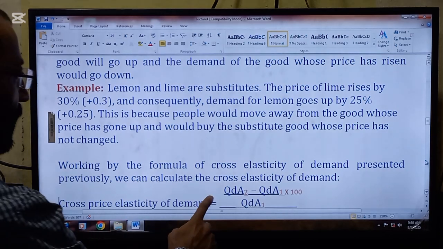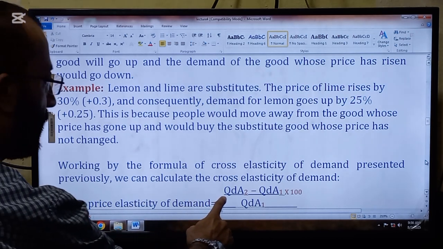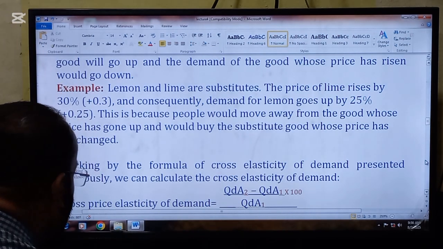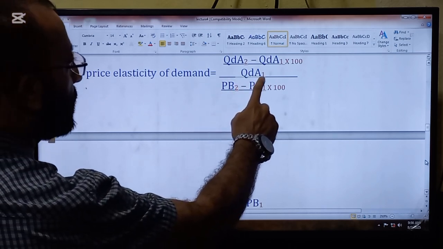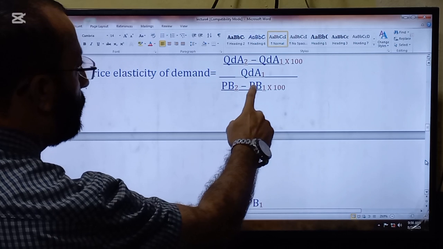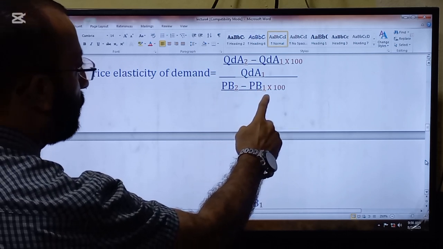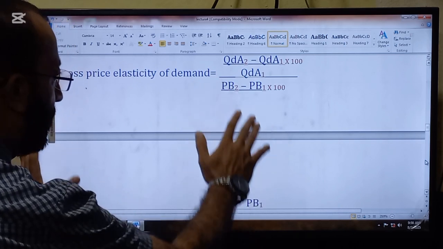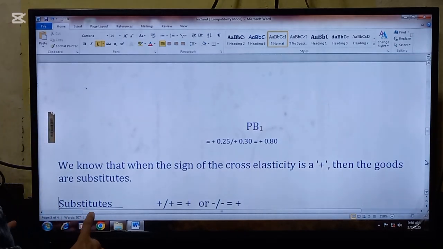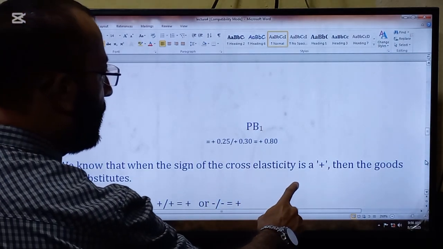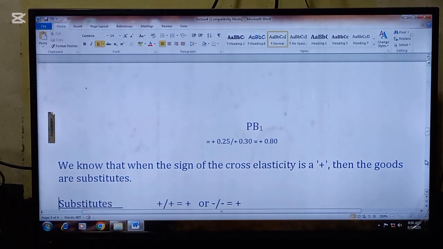Working by the formula of the cross elasticity of demand presented previously, we can calculate the cross elasticity of demand. Cross price elasticity of demand: the formula is (QDA2 minus QDA1) over QDA1, whole divided by (PB2 minus PB1) over PB1. So this is the formula. We know that when the sign of the cross elasticity is positive, then the goods are substitutes.